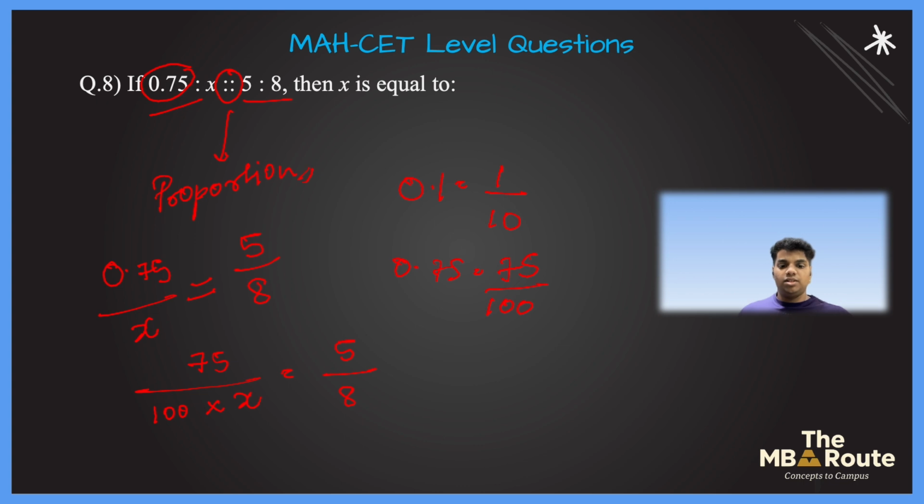Okay. Let's simplify this. So 25 threes are 75, 25 fours are 100, 4 ones are 4, 4 twos are 8. Okay. So x would be 3 into 2, 6 by 5. And further you can solve this or keep it as it is, as this would be equal to 1.2, or you can keep it as it is based on the options available.